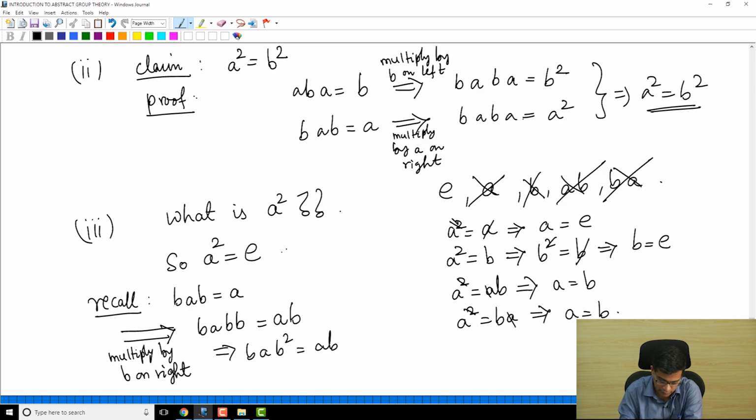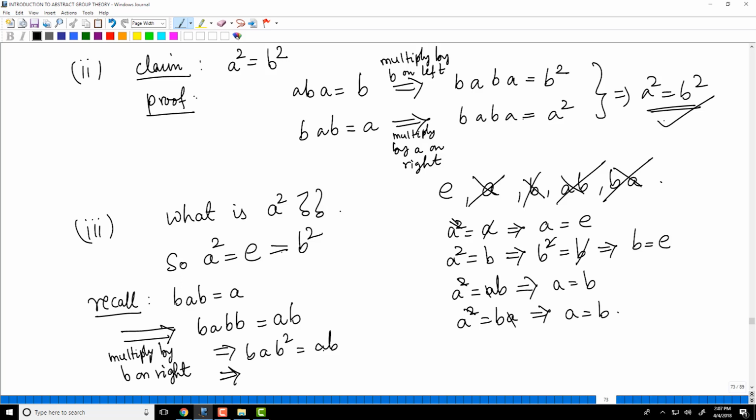But B squared is also E, if A squared is E, that is equal to B squared. So I have shown that A squared equals B squared. So BA is AB, but this is a contradiction because I started with elements A and B which do not commute with each other. So AB and BA cannot be equal to each other.